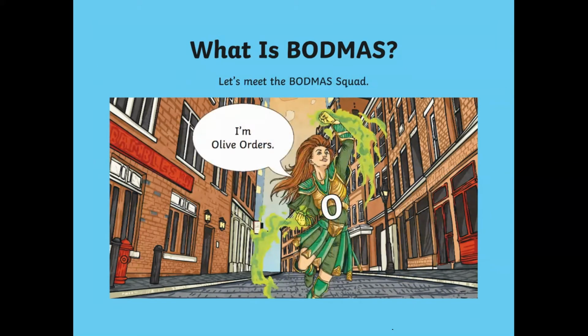Okay, so I'm Bobby Brackets, this guy says. Okay, so he's clearly representing the B in Bodmas. And the keyword here is brackets. So I'm the first member of the Bodmas squad. And okay, so we're already moving to the second one, which is Olive Orders, which obviously represents the O in Bodmas. And she's the second member of the squad.